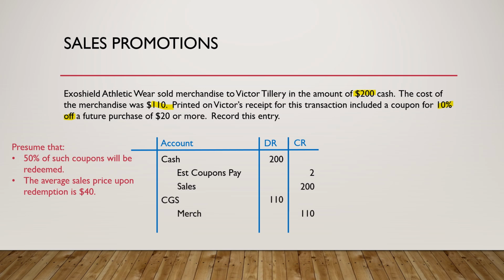When the coupon is redeemed in the future, it will likely be 10% off a $40 amount, but there's a 50% chance the coupon will be redeemed at all. To keep our journal entry balanced, we will reduce sales by the value of that liability. Effectively, it's like we're treating $2 of the cash received as an advance payment on a future sale.